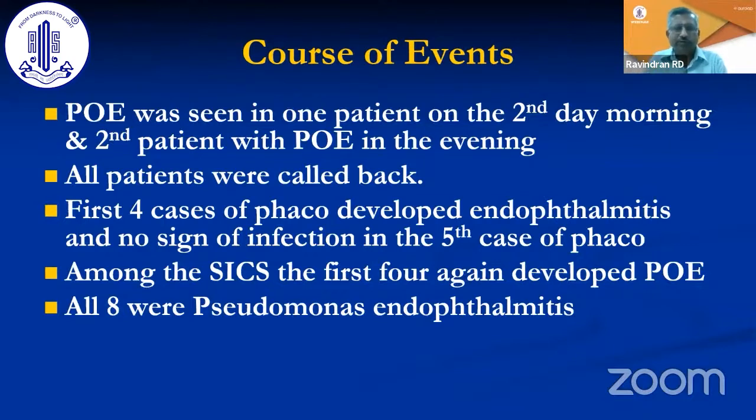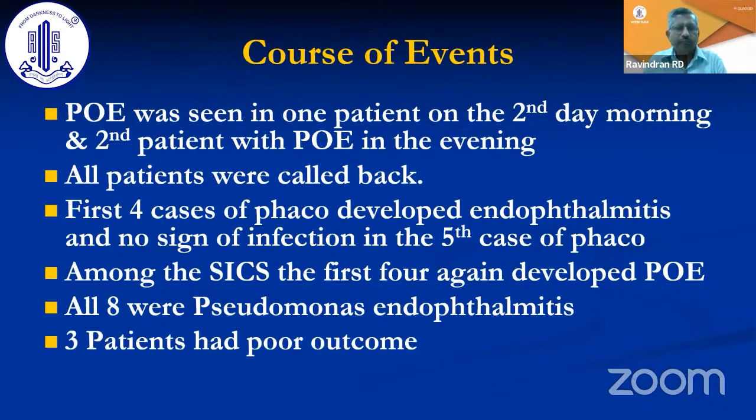The first 4 who had a phaco had endophthalmitis. In the 5th there was no endophthalmitis, and again the next 4. So usually we operate on 2 tables, and on both the tables the patients had endophthalmitis. And of this, about 3 patients had poor outcome.